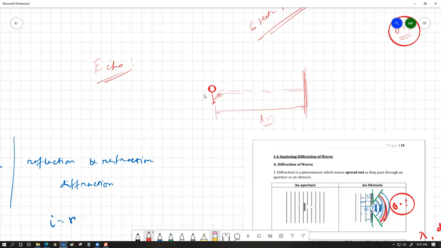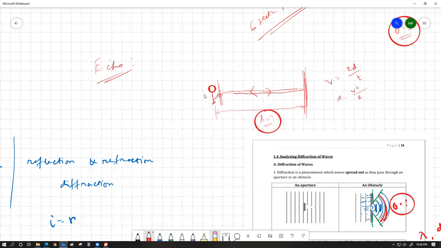Whenever an echo is heard, the sound should travel from the source, go towards the wall, and eventually reflect back, which means this distance d has to be traveled twice. So I can write the equation for speed as 2d by t. For the case of echo, this is the important equation. There should be a 2 for the in-between distance. And that brings us the equation d equals vt by 2.